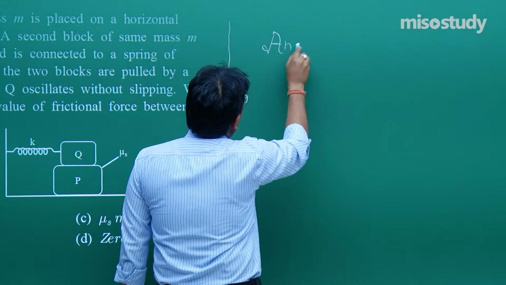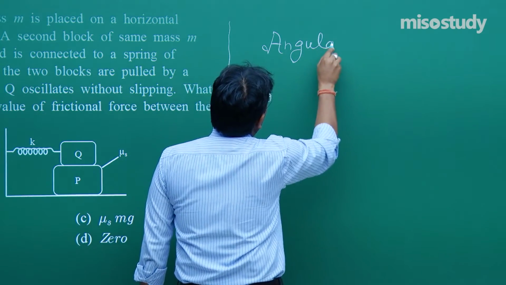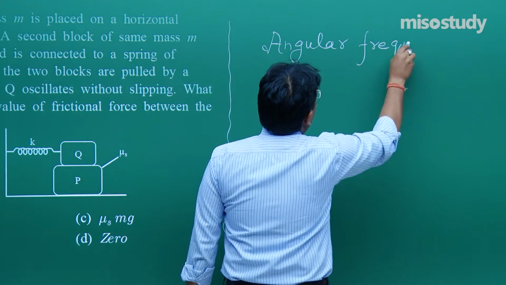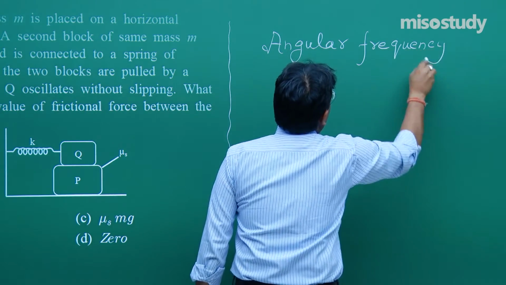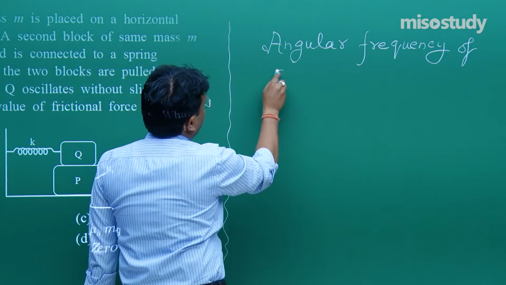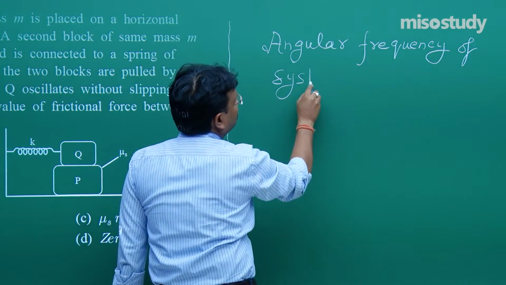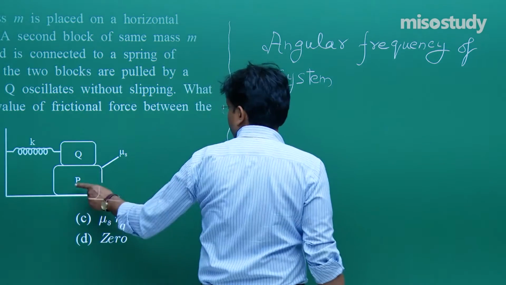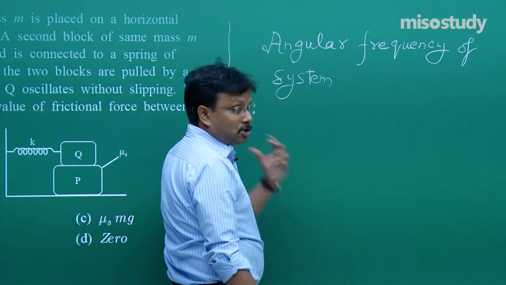Angular frequency, that is angular frequency of the system. System means P and this Q, P and Q together, these two blocks.